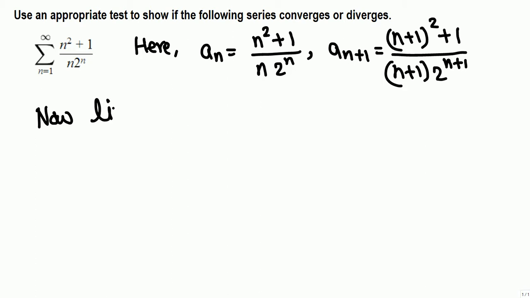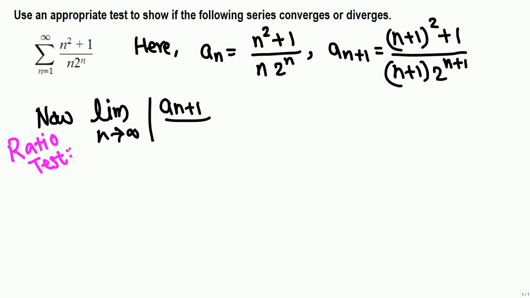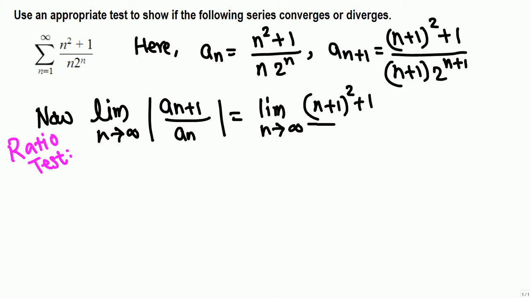Now the limit as n goes to infinity, let me write ratio test. Okay, I'm using the ratio test: the limit as n goes to infinity of a_(n+1) over a_n. Absolute value we don't need because all the terms are positive. a_(n+1), this fraction divided by a_n. Okay, so we got (n plus 1) squared plus 1 divided by (n plus 1) times 2 raised to n plus 1, divided by this fraction, which is the same as multiplying by its reciprocal. So n times 2^n on the top over n squared plus 1, and we don't need absolute value.